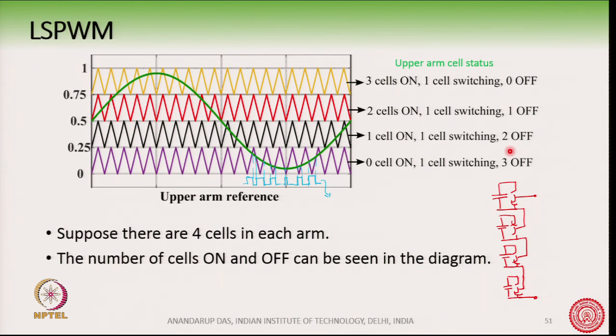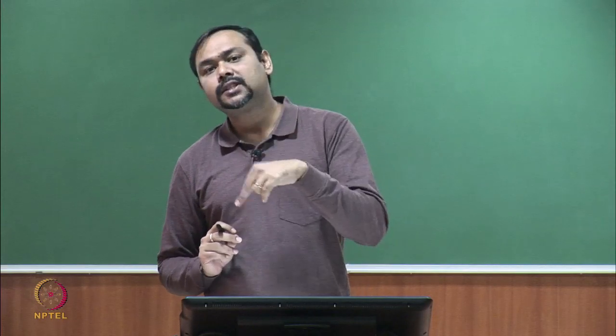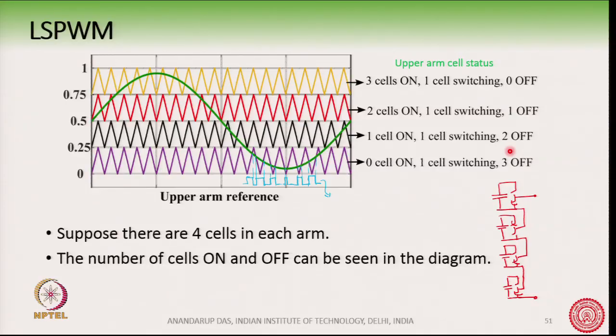I have only talked that some cells are on, some cells are off, and one cell is doing the switching action. But which cell is doing what action is not told here. Which cell is to be turned on, which cell is to be turned off, and who will do the switching, that will be decided by the sorting algorithm. But here we only understand how many cells need to be turned on, how many need to be turned off, and that one cell needs the switching. This much we understand at this point.